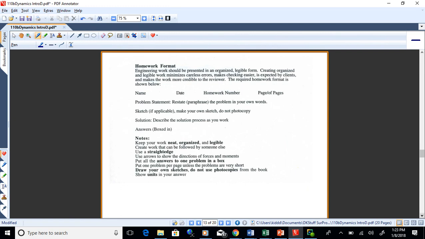All right, so what we want to do is keep it neat and organized and legible. One, that allows people to read it. And two, it makes it look like a professional did it. So I use a straight edge, okay, when I do this. Create work that can be followed by somebody else, all right? That's important because people need to look at your work and figure out what you're doing, okay? It isn't just that you're doing it, you're showing someone else how it was done.